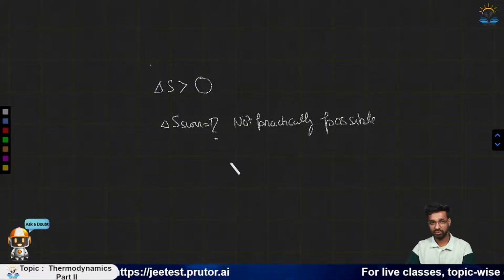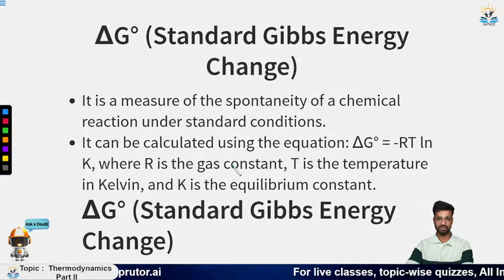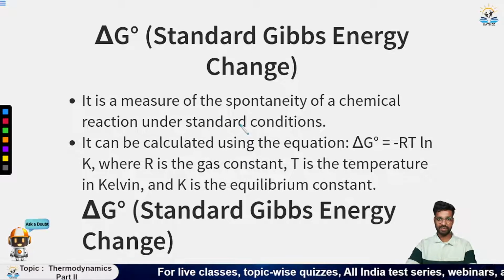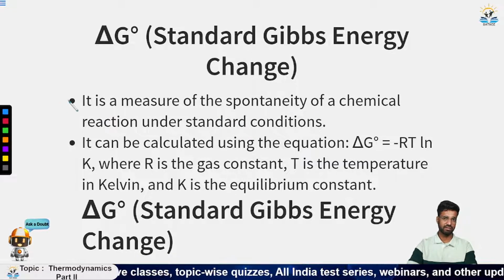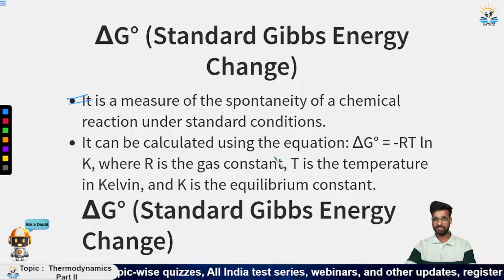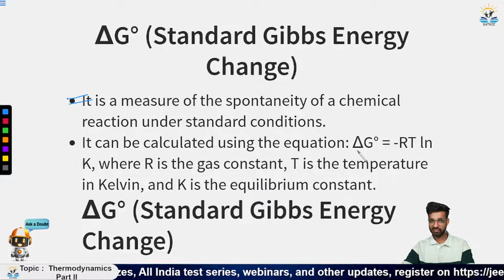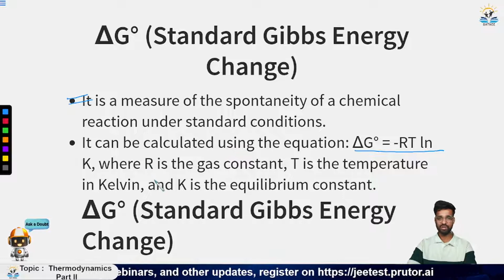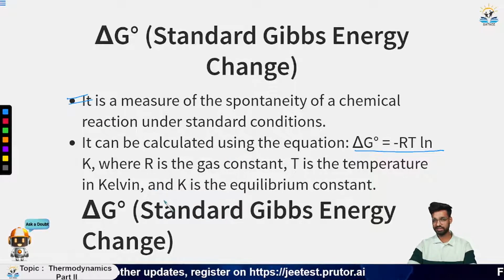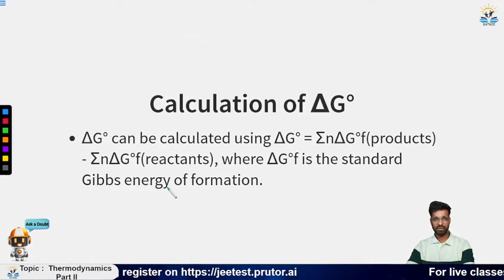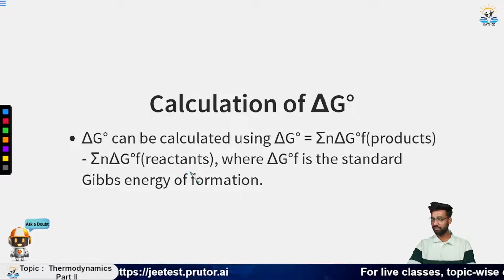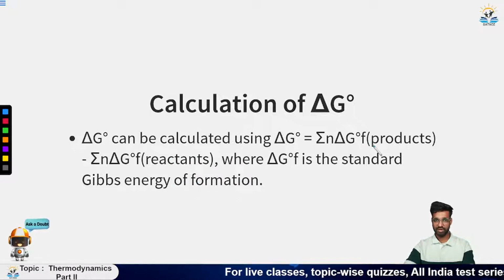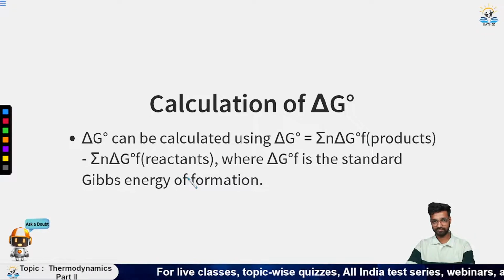Due to this reason we have included this Gibbs free energy. Now what is Gibbs free energy? It is a measure of the spontaneity of a change under a specific condition. If you know the formula, it is simply delta G is equal to minus RT ln K. So this is the relation between the equilibrium constant and delta G. It can also be calculated using the formula which says that delta G naught is equal to products minus reactants.